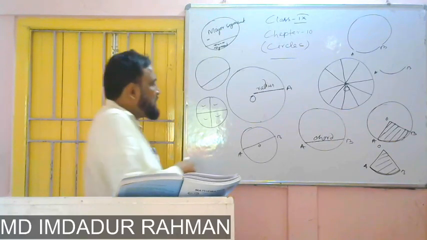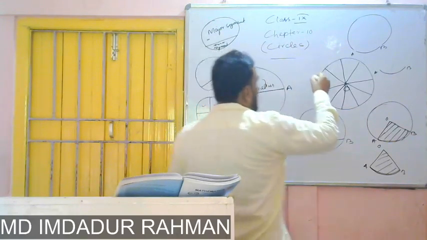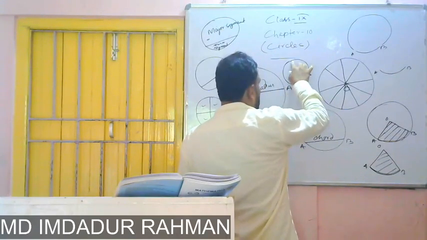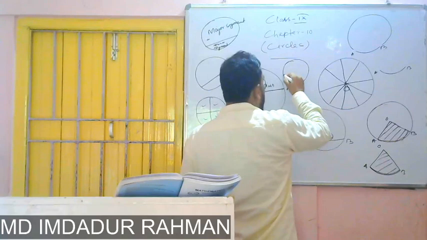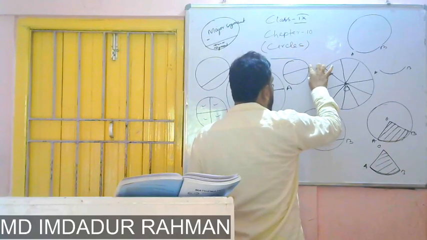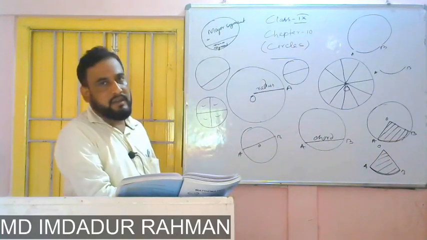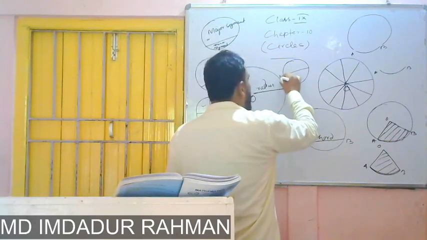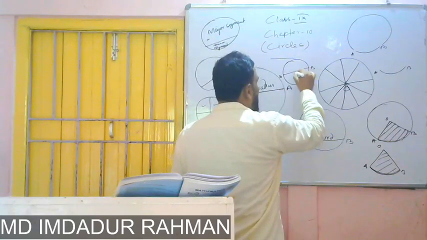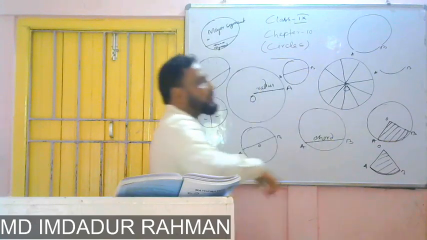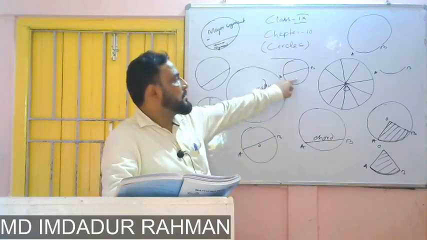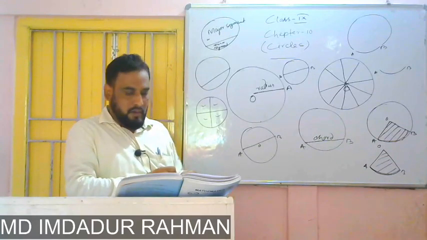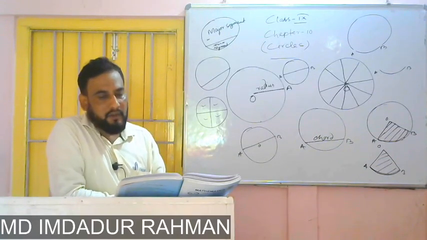Last but not the least is the semicircle. A diameter divides a circle into 2 equal parts. Each part is called a semicircle. When we draw a diameter, that is a chord that passes through the center, it divides a circle into 2 equal parts. Each part is called a semicircle. So, these are the parts of the circle.